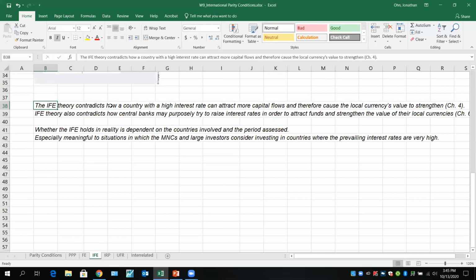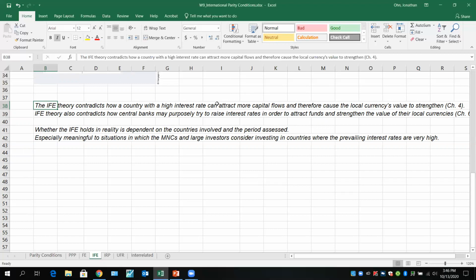Here, this happens: a country with a high interest rate usually attracts more capital from foreign countries, and therefore the currency value appreciates. That happens. And also central banks purposely try to raise their interest rate to attract funds and strengthen the value of their local currency. That happens. However, this happens in the short run, like 1 month, 2 months, 3 months, or 6 months, something like that.